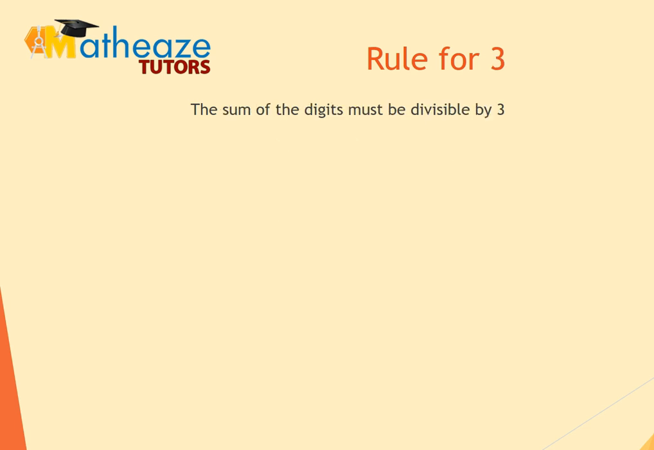Now let's look at the rule for 3. This states that the sum of all the digits must be divisible by 3. Let's start with one that I know for sure that you know. Let's say 12. What this is trying to tell us is that if I add 1 and 2, which gives me 3, 3 is divisible by 3. So therefore 12 is also divisible by 3.